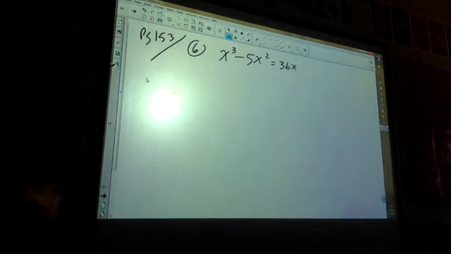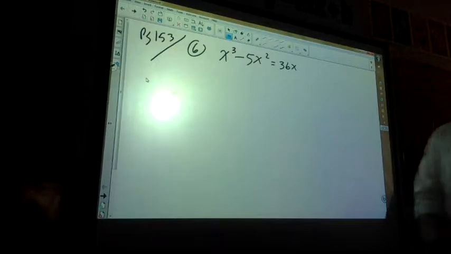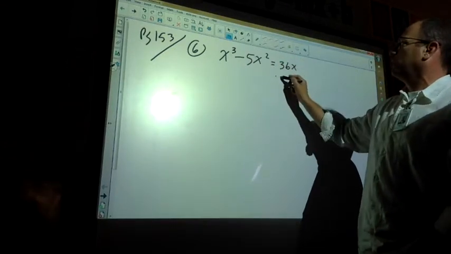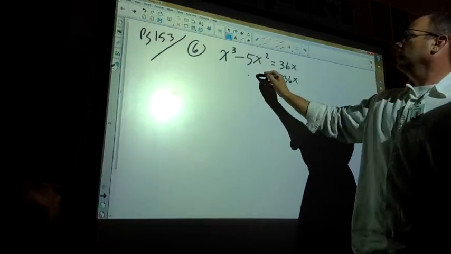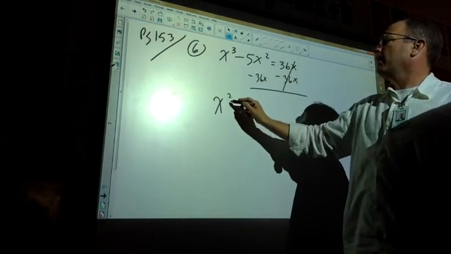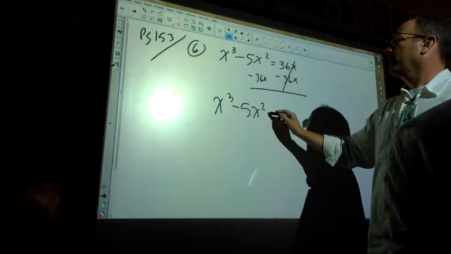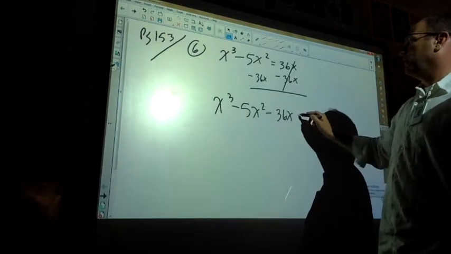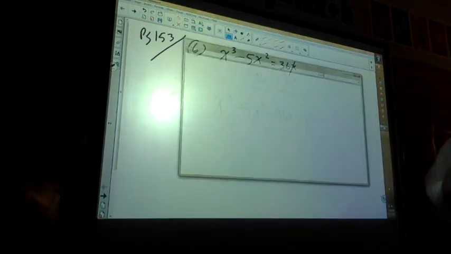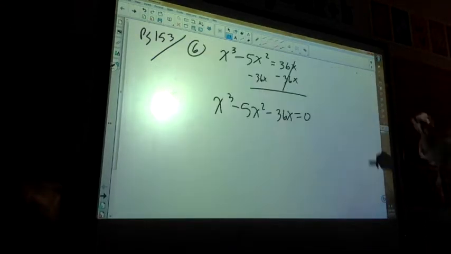What's unique about this one? They all have X's. You have X to the third, X to the second. If you move this over by subtracting it, are there any of the X terms that you can combine together? No, because they're all different degrees, right? So can I add or subtract any of those X terms together?